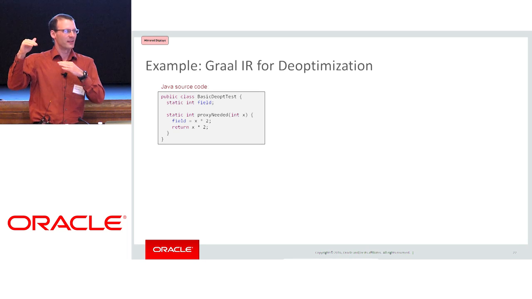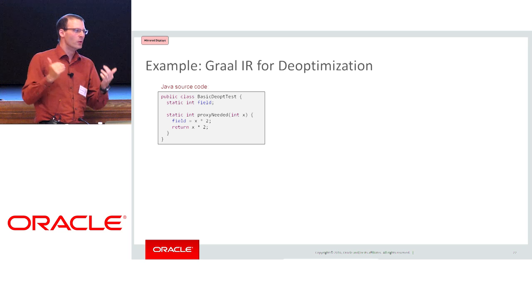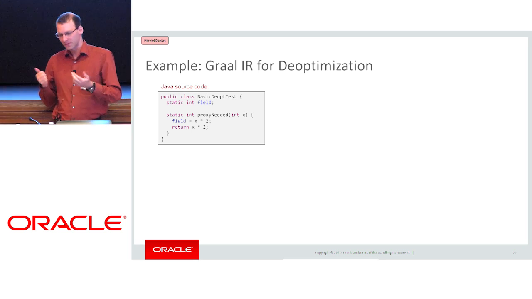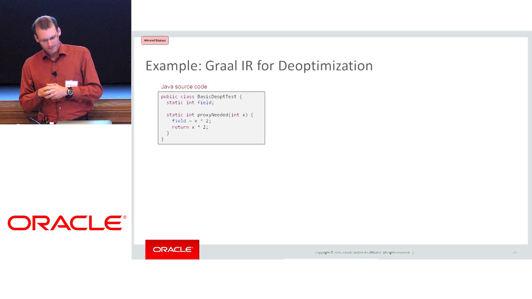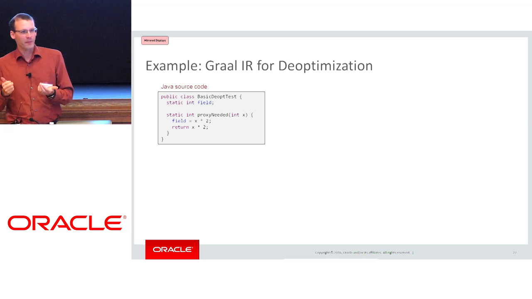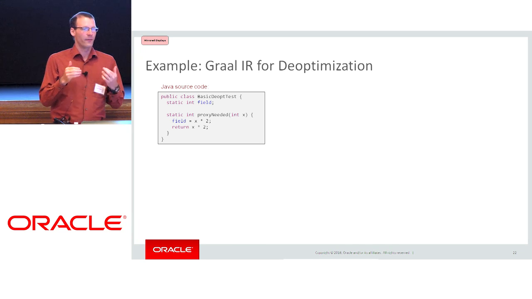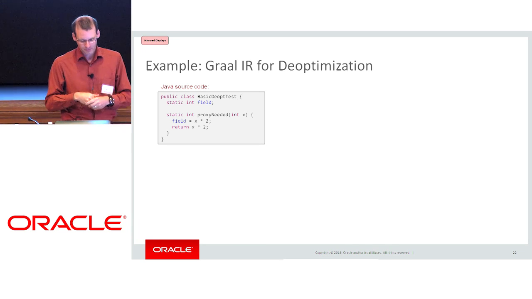So you can always de-optimize back to a point immediately after the last state change, because you cannot undo memory stores, you cannot undo arbitrary method calls without transactional memory. That would be too complicated, but you can easily undo things that only affect local variables.